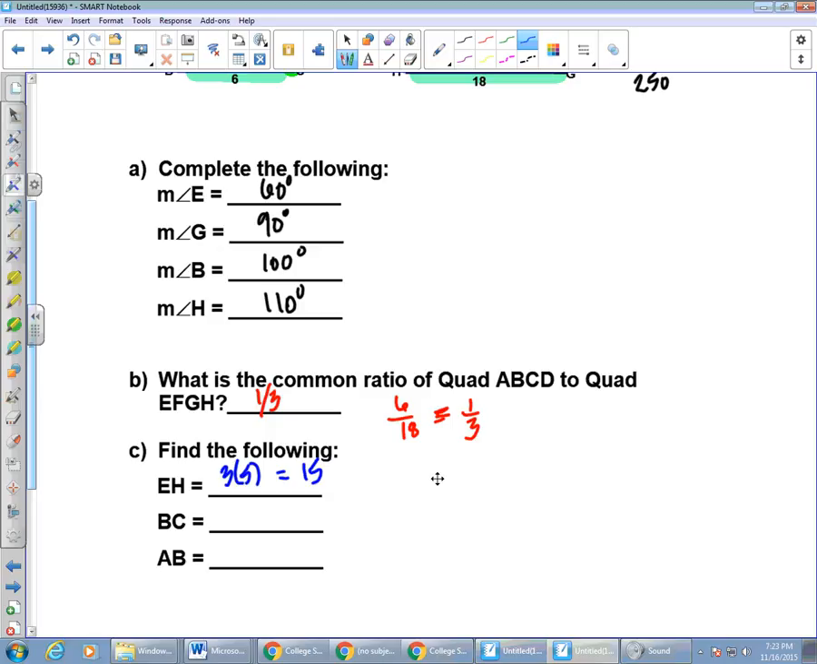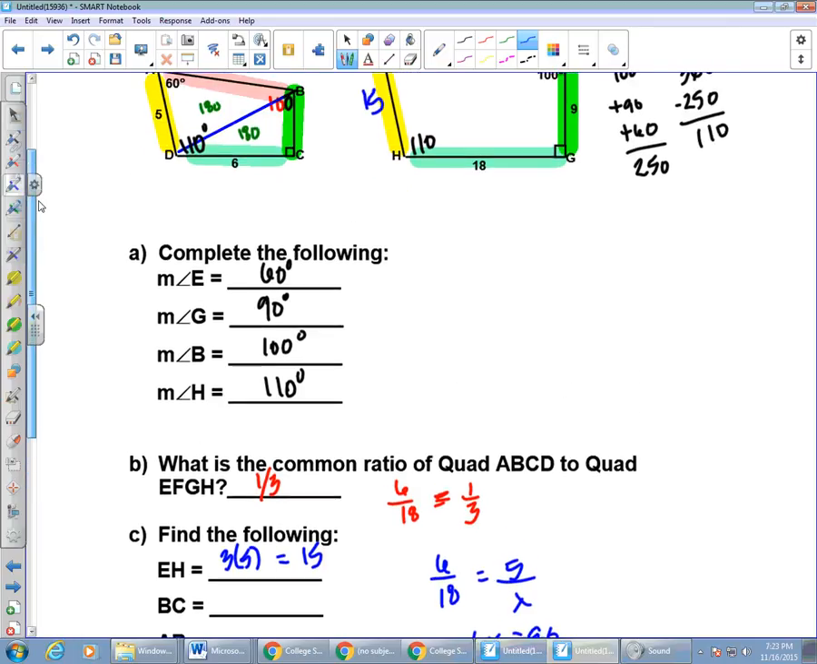If you want to set up a proportion, 6 over 18 equals 5 over x. 6x equals 90, so x equals 15. Divide both sides by 6. Sorry, I'm getting ahead of myself. And so x equals 15. We're just using the fact that those sides are proportional.